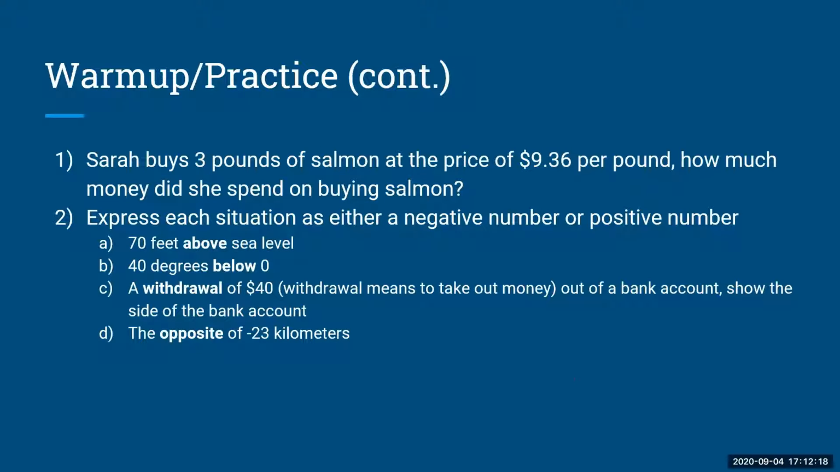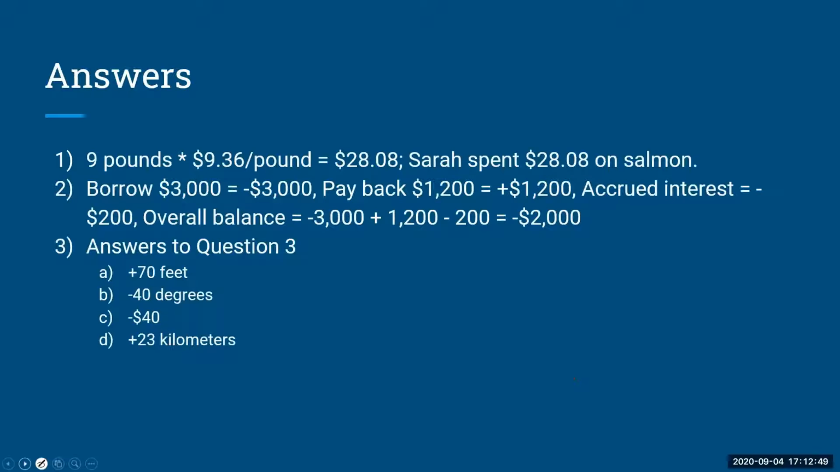I might skip this. I mean, if anything, do number 2. Number 1, you don't have to do. So number 2, 70 feet above sea level would be plus 70 because you're above, so positive. 40 degrees below 0, negative 40. Yep. A withdrawal of 40. Withdrawal means to take out money, so technically it's negative 40 because you lost 40. Should have said the bank account. And opposite 23 kilometers, yeah, plus 23. So yeah. And number 1 is just that. Oh, number 2, I took out.